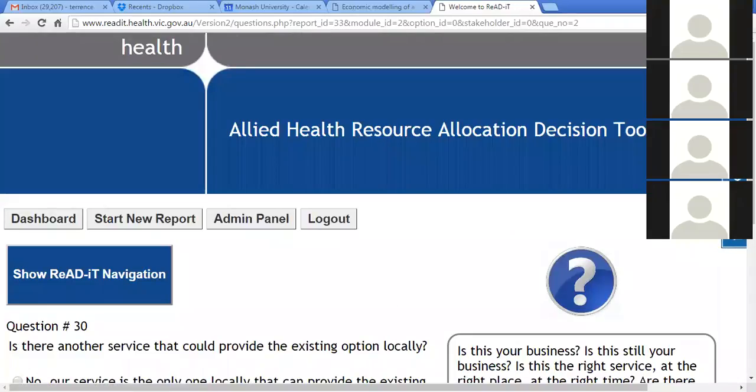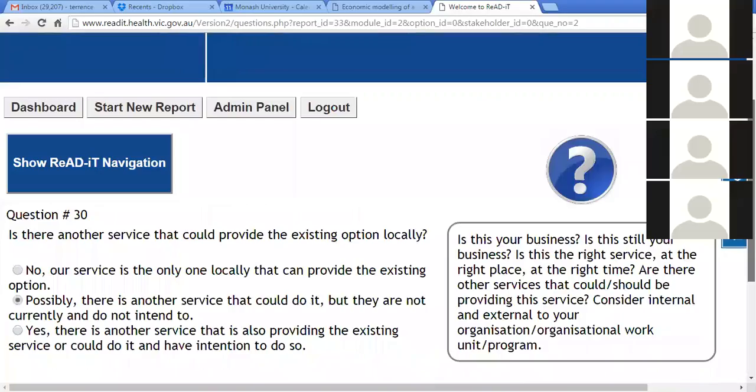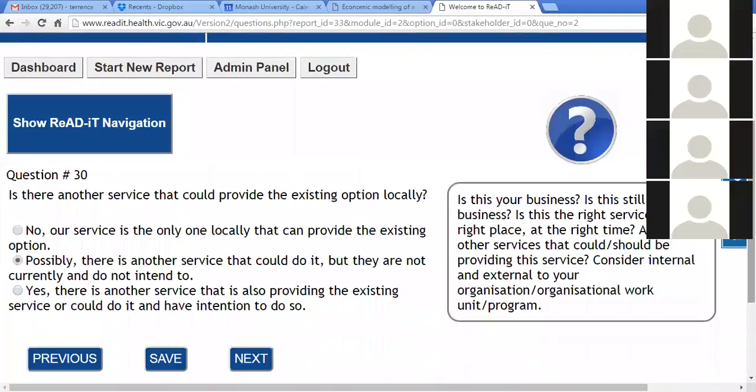Question 30. Now this question really asks about the broader context in which this decision is being made. Is there another service that could provide the existing option locally? And I said, possibly. There is another service that could do it, but they're not currently doing it and they don't intend to do so.